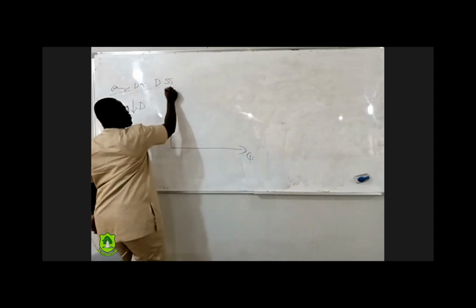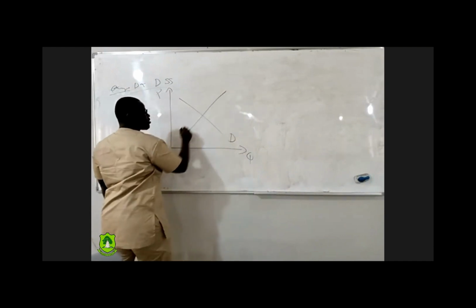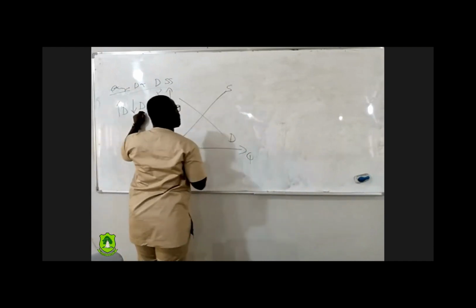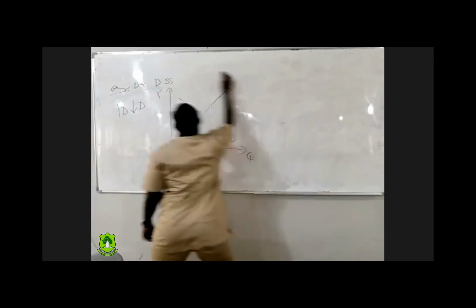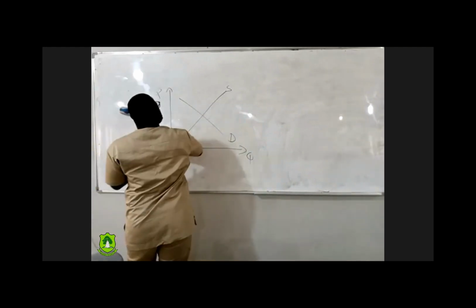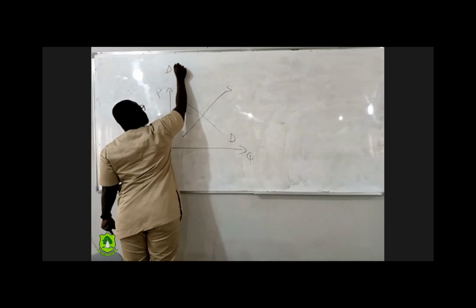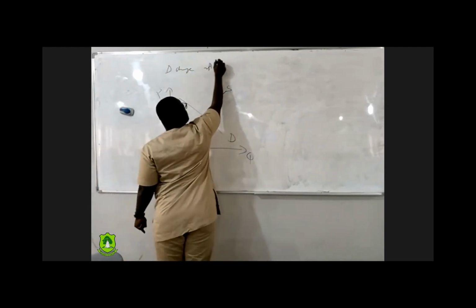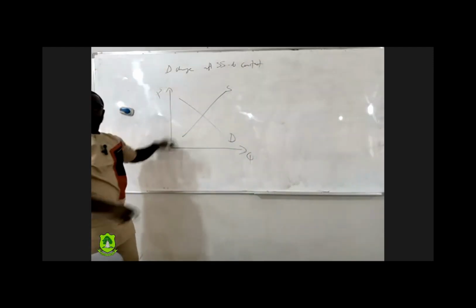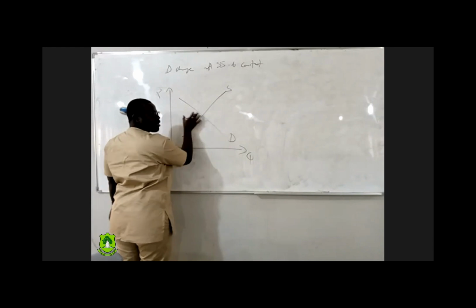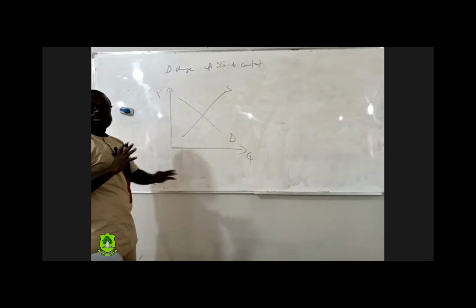We have quantity, we have price. Let's say this is the demand. This is the supply. Now, let's look at the first scenario: a situation where demand changes with supply remaining constant. What will be the effect on the market?